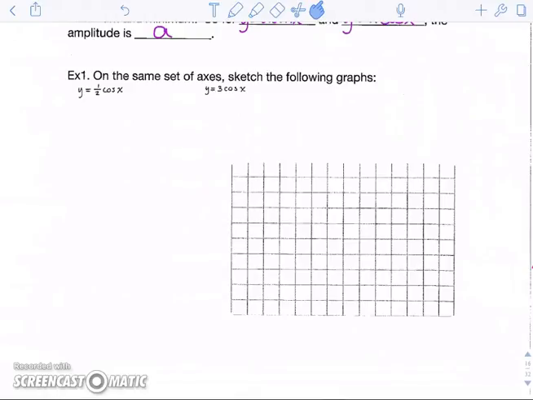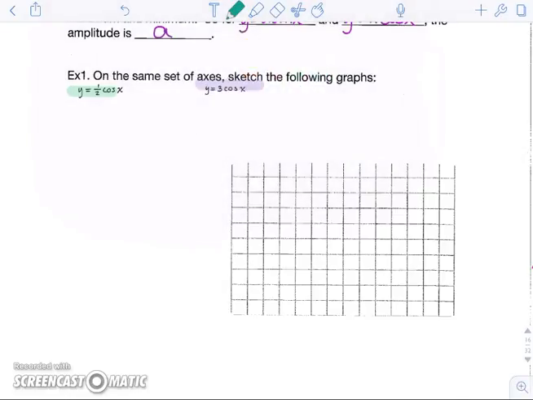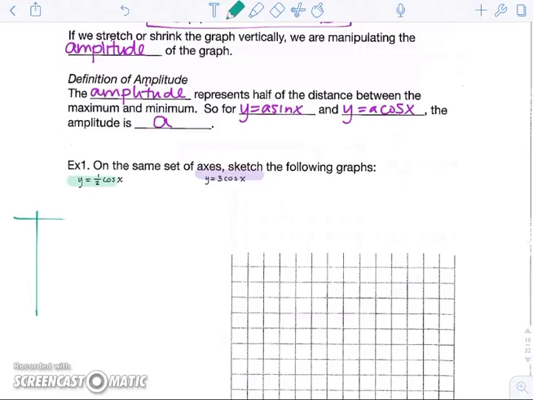So example 1 says, on the same set of axes, sketch the following graphs. It gives us y equals 1/2 cosine of x and y equals 3 cosine of x. So to start, I'm going to sketch my parent function for both of these. I'll start with my parent table, because I'm going to make transformations to the table before I try to mess around with the graph. So I'm going to write my parent function for cosine.